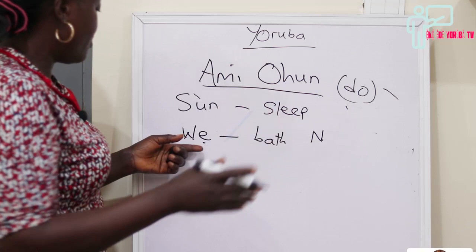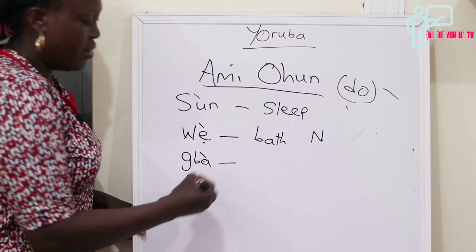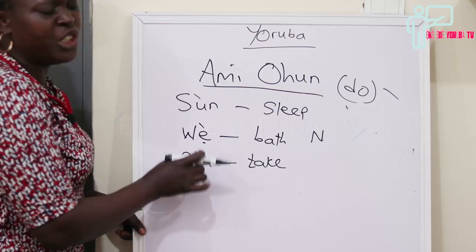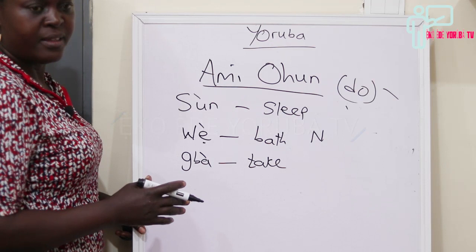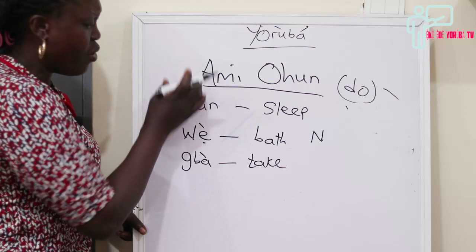Now, if I say da, where? Da. Do. Ba. What is the meaning of ba? Take. So you can see some signs in Yoruba when you are reading or writing Yoruba, like redomi. But now we are taking it one after another.